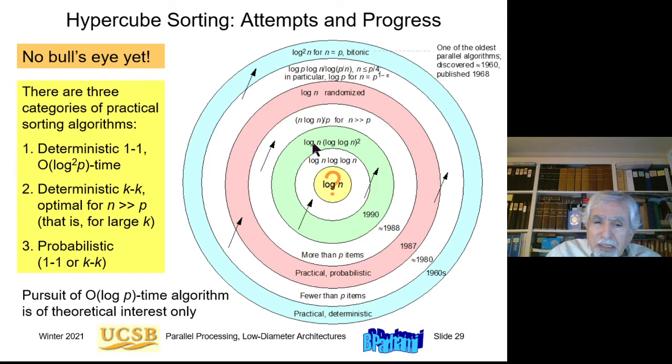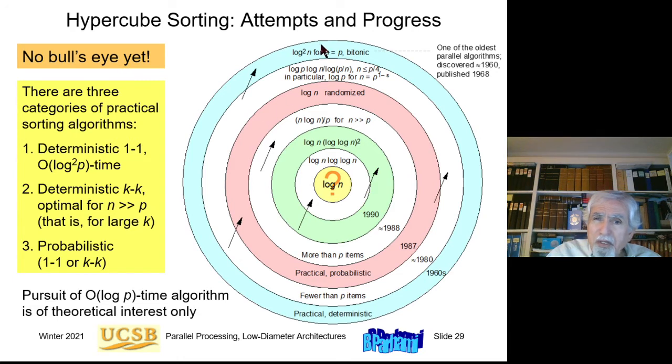In 1990, somebody discovered an order log n log log n squared algorithm. So this isn't quite log n, it's off by this factor. And this factor is not very large because log log n is a small number. In fact, that was improved later to order log n log log n. So this square was removed. So it's only a factor of log log n away from the absolute best possible. We don't know if that best is possible. Okay, so this is the situation.